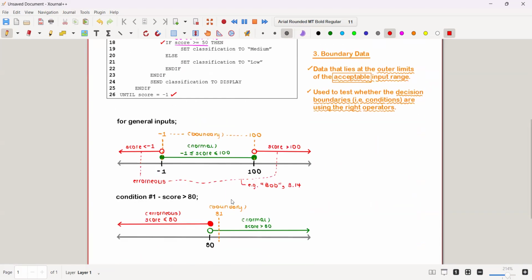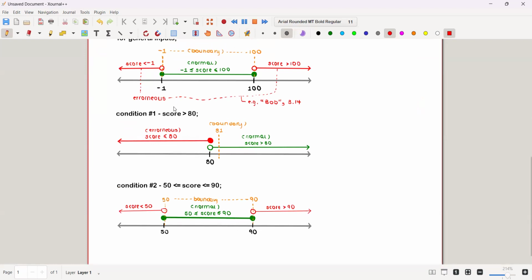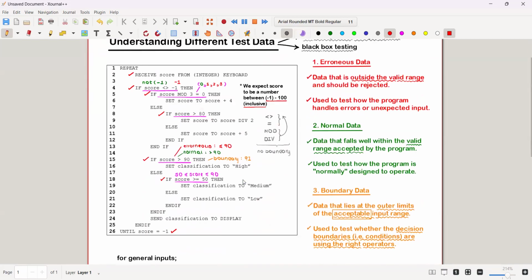So for the overall program, we figure out the general inputs like this. And for the individual if conditions that we have, we figure out the different examples of input data, the different examples of test data. That's boundary, erroneous, and normal. So keep in mind, you can do this for conditions as well as for the overall program. But that's the gist of it. If you have any questions, do let me know. And best of luck for your exams.